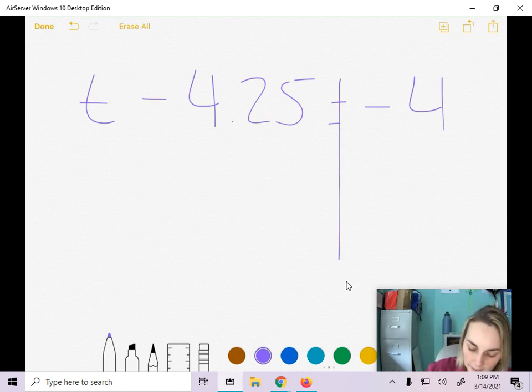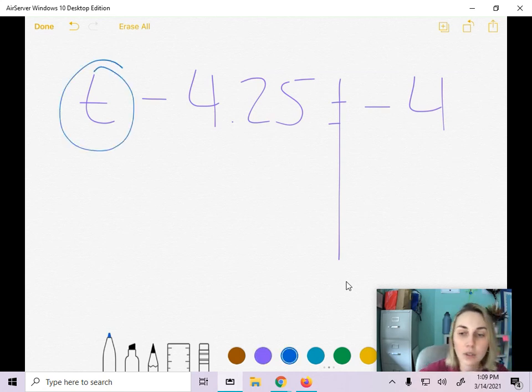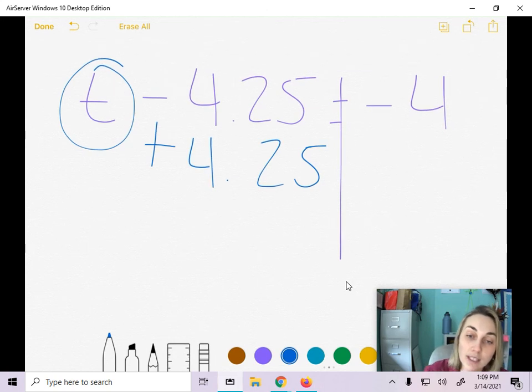So again, we want to get t by itself. In order to get t by itself, we have to get rid of this getting subtracted by 4 and 25/100ths. So the opposite of getting subtracted by 4 and 25/100ths is getting added by 4 and 25/100ths. And if we do it on one side of the balance beam, we do have to do the same thing on the other side as well.